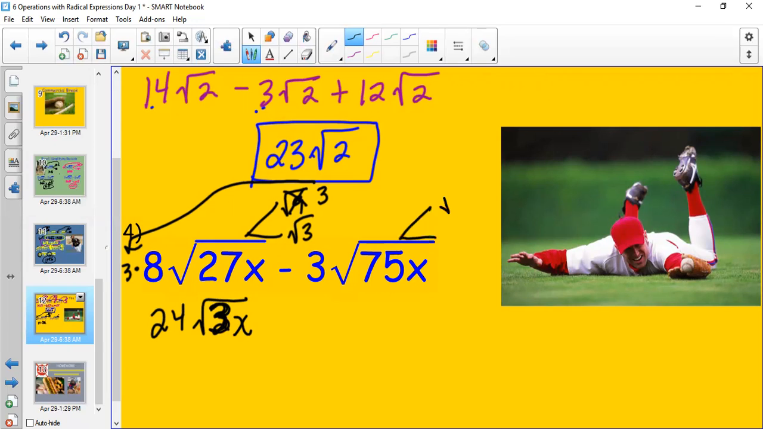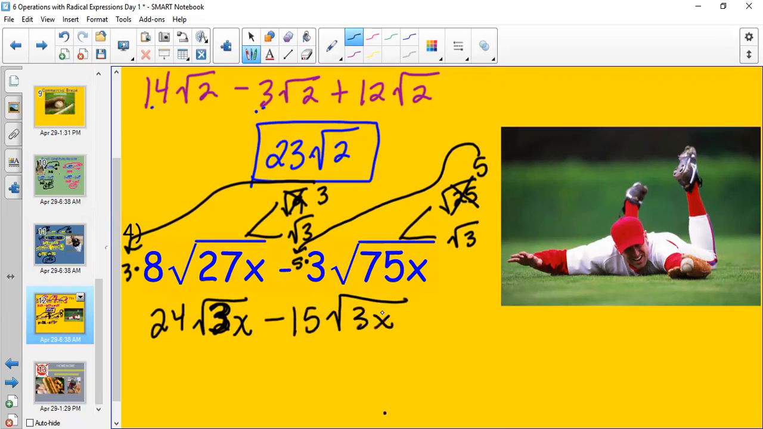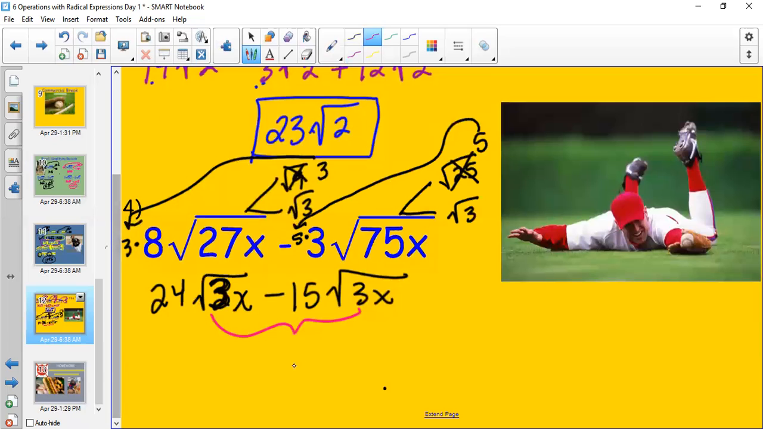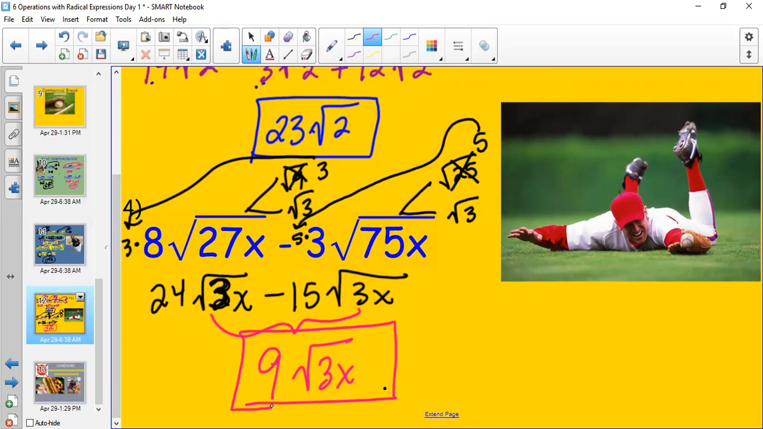75 breaks up into 25 and 3. Square root of 25 is 5. That's going to come out front to be multiplied with my negative 3. That would give us negative 15 square root 3x. They are like terms. Put those like terms together. So keep your square root 3x. 24 minus 15 is 9. So final answer is 9 square root 3x.